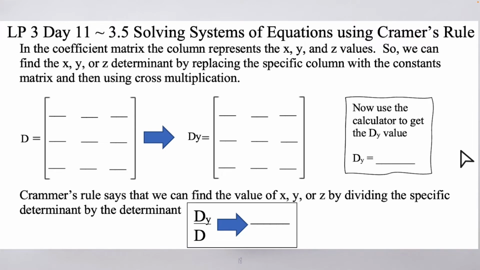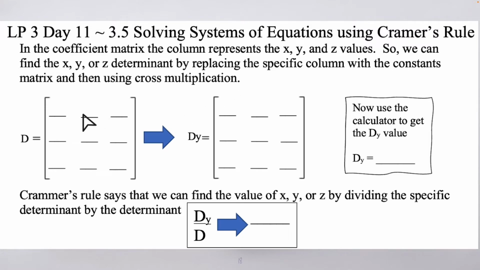So on this one, we're going to continue. This is actually on the next page of your notes page, but I'm going to go ahead and continue it because it is the same exact problem. So in the coefficients matrix, the column represents the x, y, and z values. Remember, so we have x, we have y, and we have z. So we can find the x, y, or z determinant by replacing the specific column with the constants matrix and then using the cross multiplication.